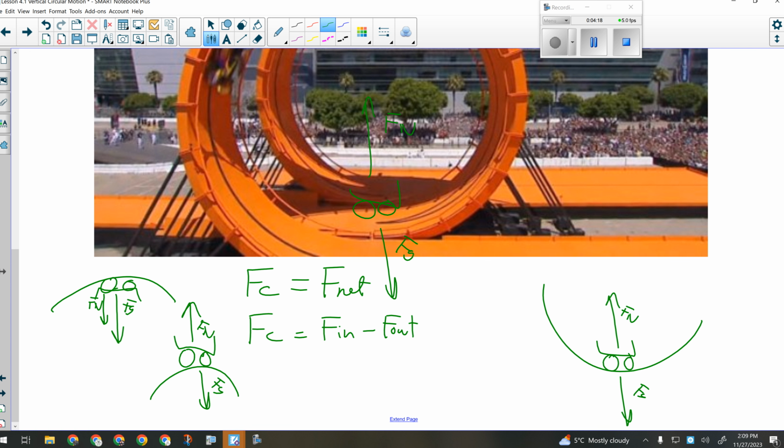Do I have tension in that string? Does that thing feel heavier than normal? Definitely. But if I'm going over the top of a vertical circle, I'm either going to feel normal or lighter. You've all had this sensation when you go over the top of a small hill.